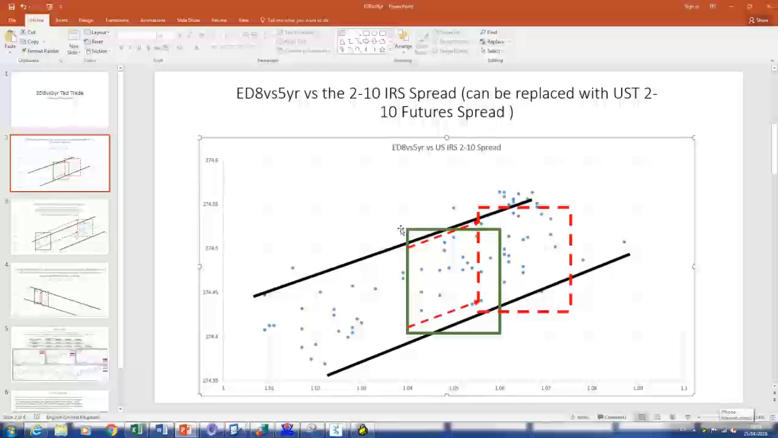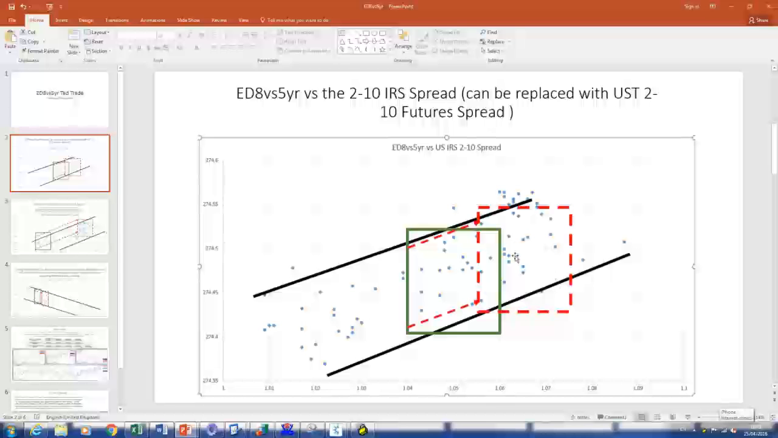So what I've done here, I've put a green box around where the 2's 10s is traded, 104 to 106. It moved up to where the 2's 10s is trading at like 105.5 to 107.5, and what you can see is, surprise, the Eurodollar 5 versus the Eurodollar 8 versus the 5-year note future is trading higher, right?